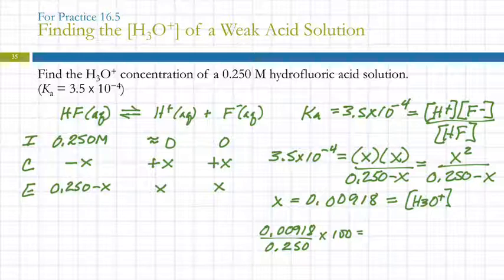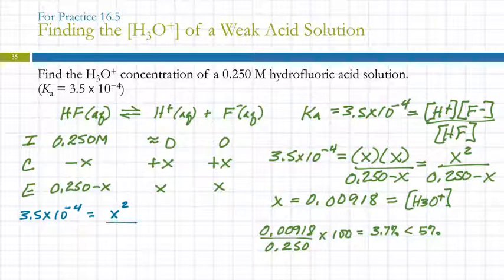(3.67%). That's less than 5%, and so the x is small approximation would be fine here. Just for grins, let's do that. So I'm going to do x is small in blue. 3.5 times 10 to the minus 4 equals x squared over.